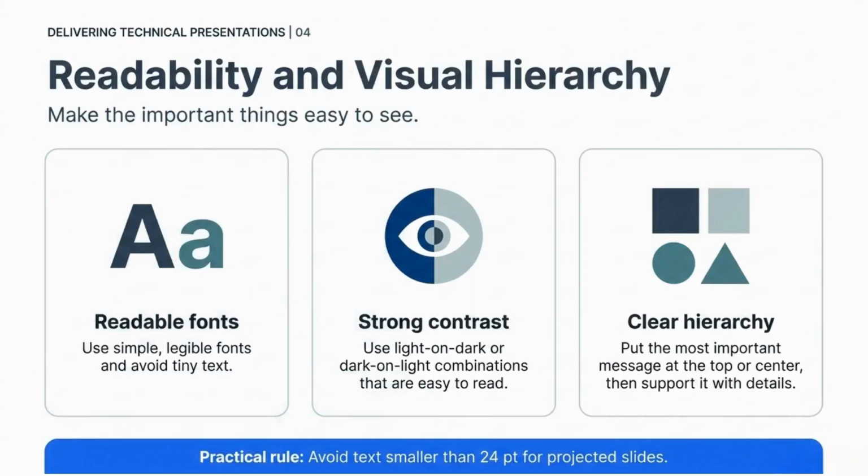Readability is not a small detail. It determines whether the audience can follow the message without struggling. Use simple fonts, keep text large enough to read from a distance, and avoid text smaller than 24 points whenever possible for projected slides. Contrast also matters. Dark text on a light background, or light text on a dark background, helps the audience read quickly. Finally, create a clear visual hierarchy. The most important message should be the easiest thing to find. Good hierarchy reduces cognitive load and helps people stay with you.